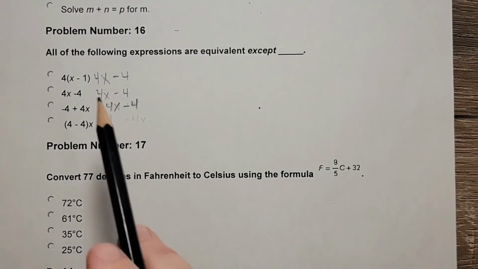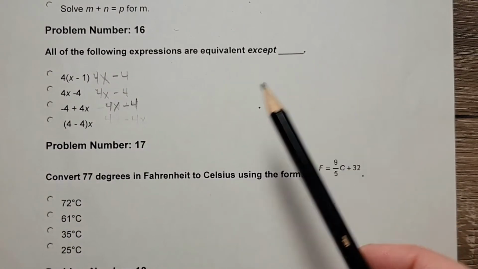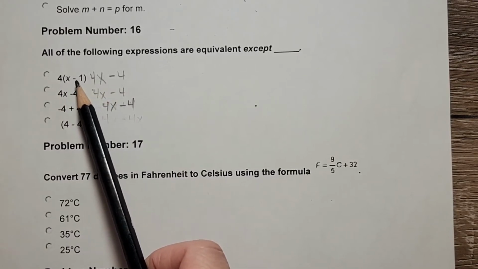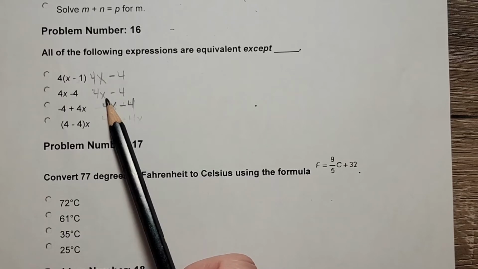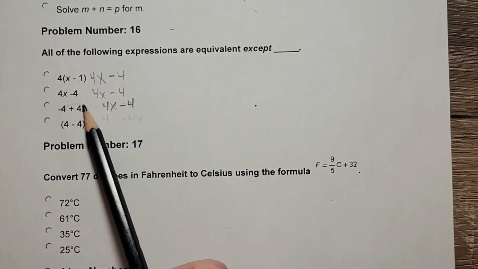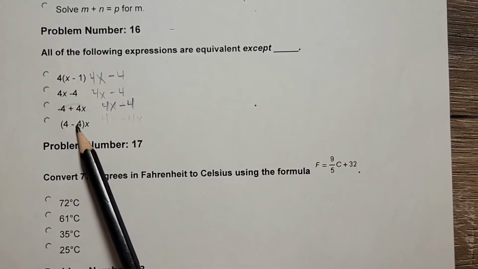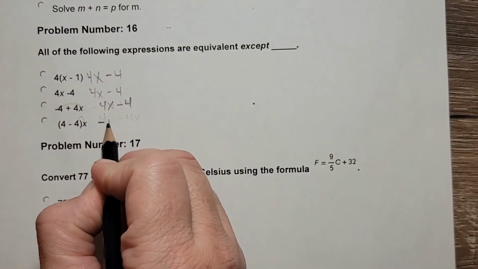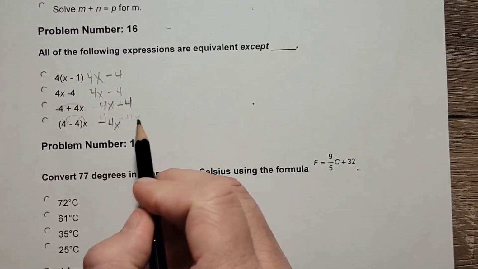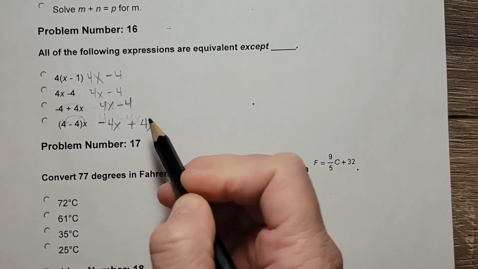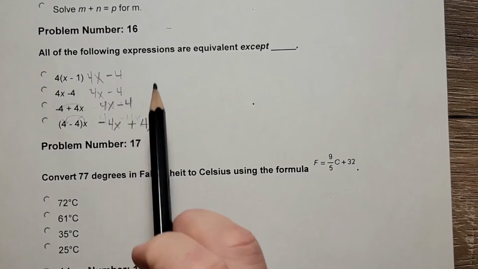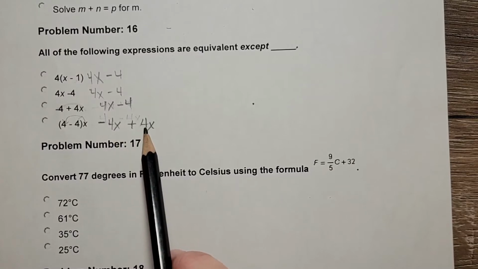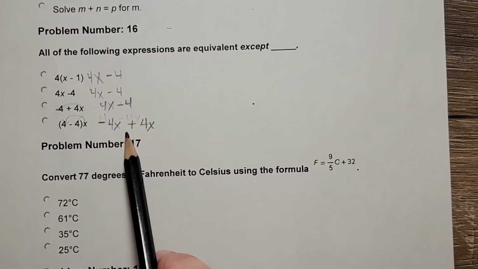Okay, problem number 16. All of the following expressions are equivalent or equal except which one? I took the time to multiply 4 times x, 4x. 4 times negative 1 is negative 4. This is already complete the way it is. I just swapped these two, so it's positive 4x minus 4. And then I'm going to work this one out for you where I multiply the x by negative 4, giving me negative 4x. And then I multiply the x by a positive 4, giving me positive 4x. Making this one different from all of the rest because each of the constants have a variable with them. So it's definitely different.